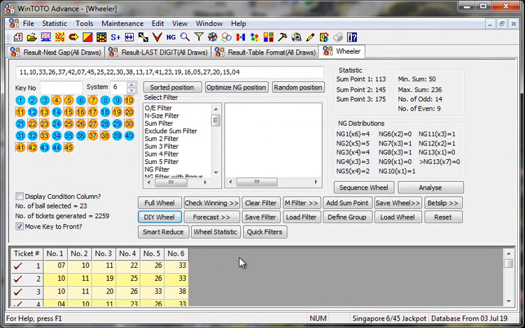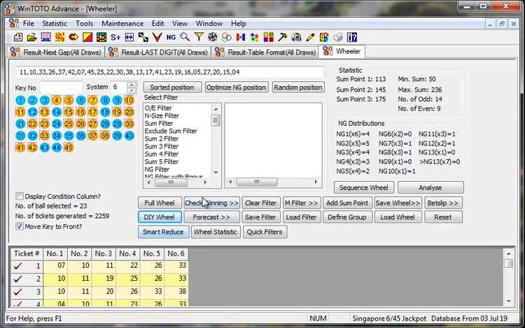Your total number of tickets is 2,259. So now what you're going to see is that your total play is 2,259. In other words, the number of tickets generated is 2,259. If you divide 2,259 by 2, it will cost you 1,129.50.